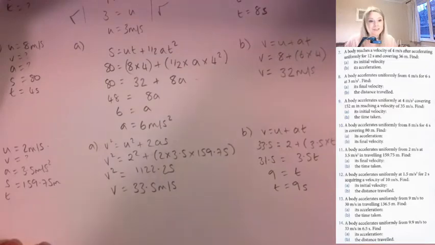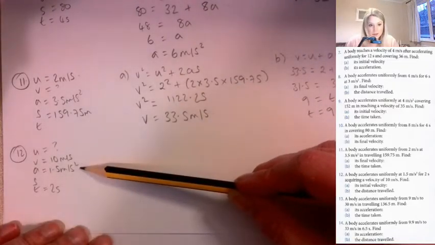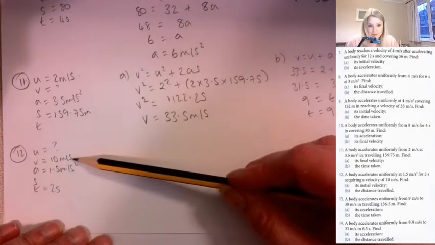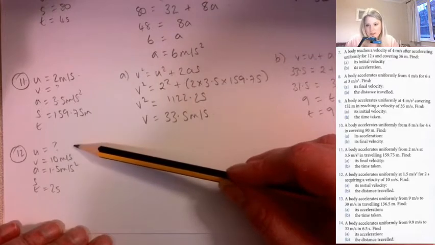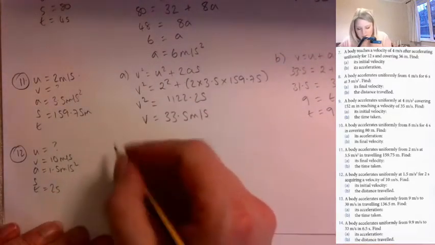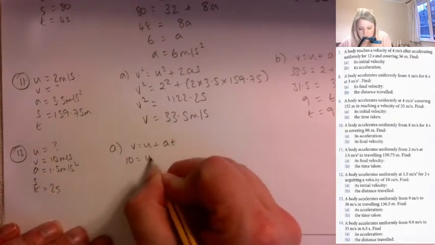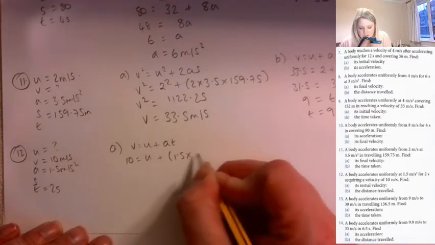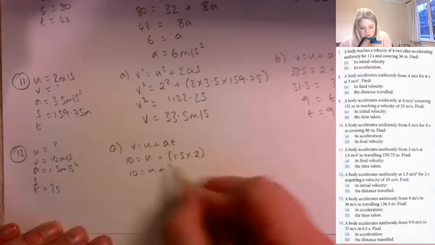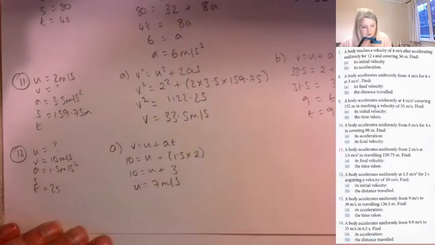Right, 12. A body accelerates uniformly at 1.5 meters per second squared for 2 seconds, acquiring a velocity of 10 meters per second. Find its initial velocity. So u, v, a, and t, v equals u plus at. V is 10, u is what we're looking for, a is 1.5, and t is 2. So 10 equals u plus 3. Take that away, I'm going to get 7 meters per second.